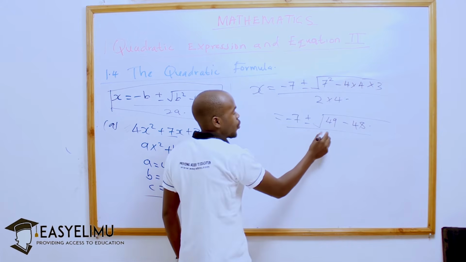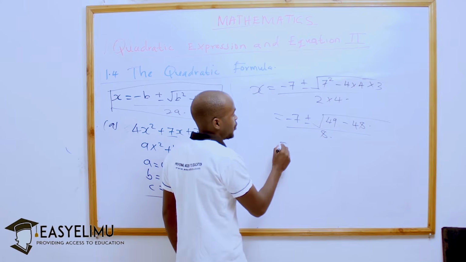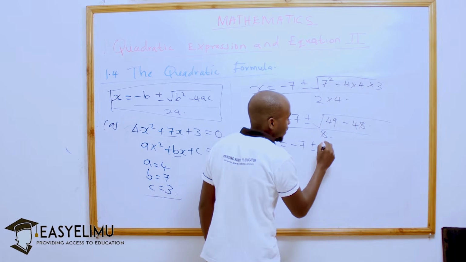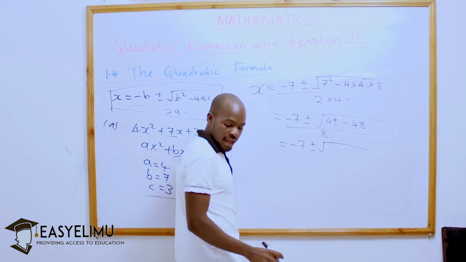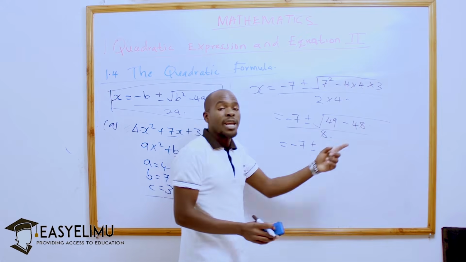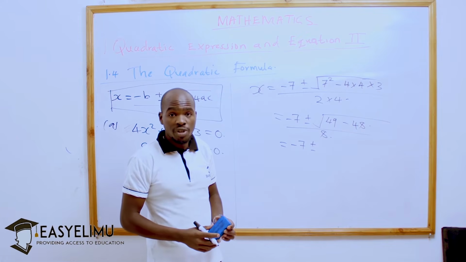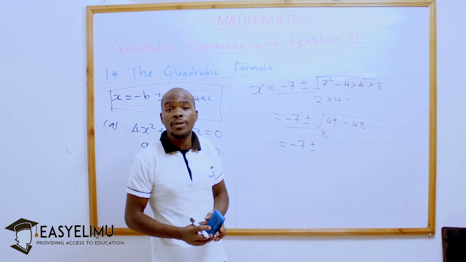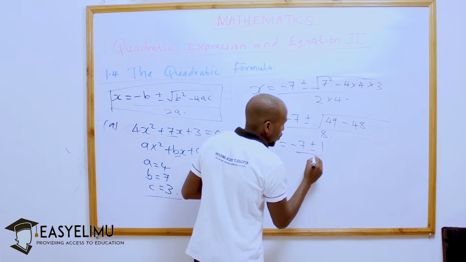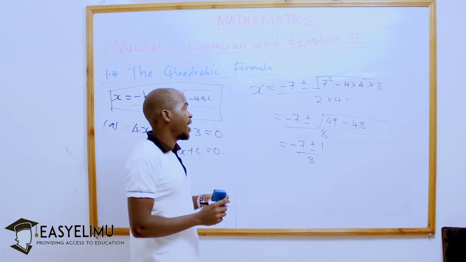2 by 4 we have 8, and if we do that we are going to get negative 7 plus or minus the answer under the square root sign, and the answer under the square root sign is 49 minus 48, we are going to get positive 1. If we find the square root of positive 1, we are going to get 1. Therefore, it shall be over 8.